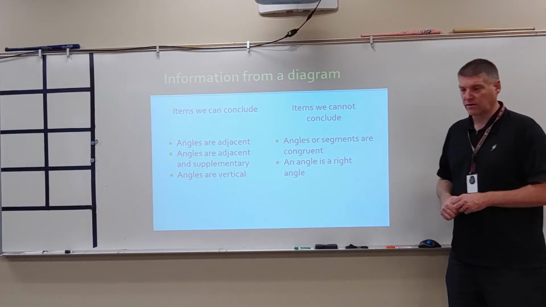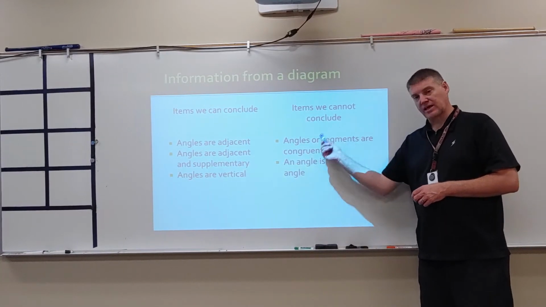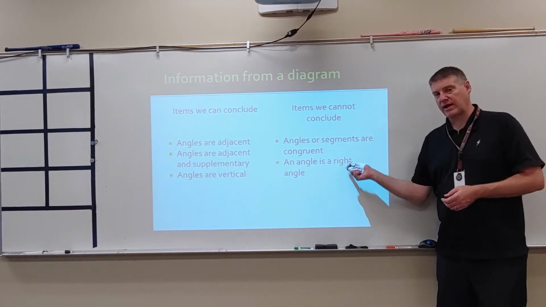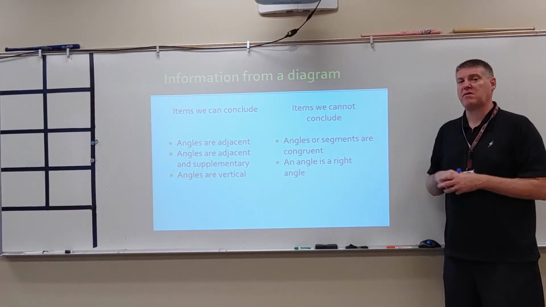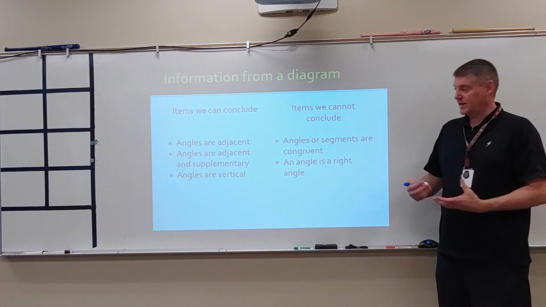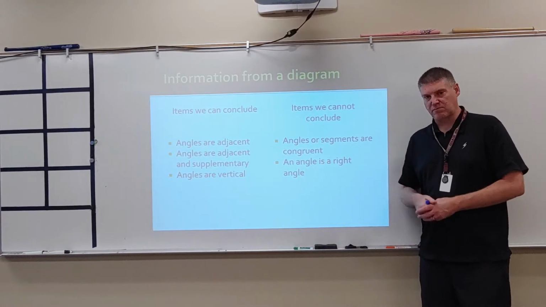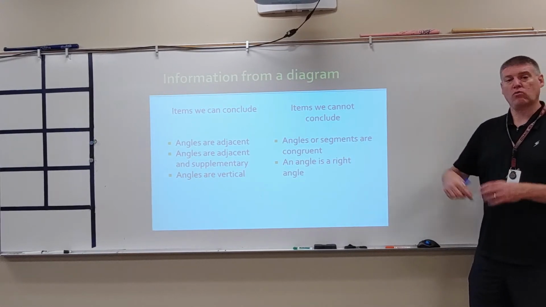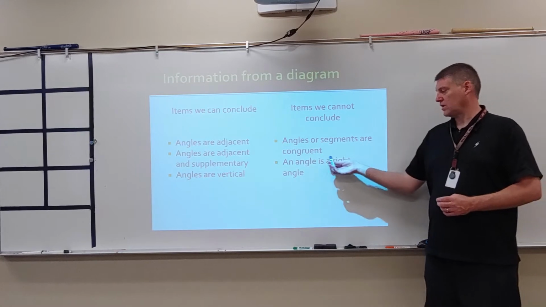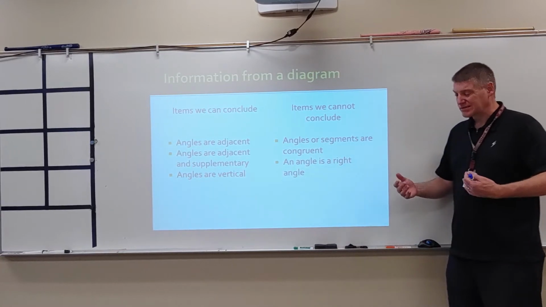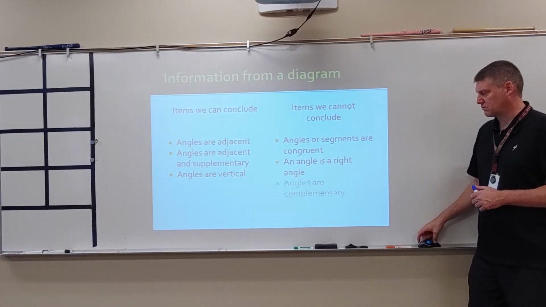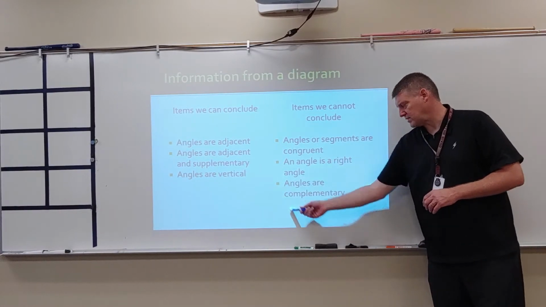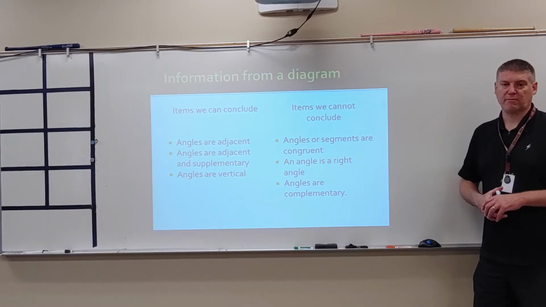An angle is a right angle. Again, to make sure this is a right angle, you need to have that right angle symbol. If you don't have it, it may look like a right angle, but it could be 89 degrees, 89.5 degrees, or 90.00001 degrees. It may look like a right angle, but we don't know unless we have that symbology. And because we don't know it's a right angle, we can't tell if they're complementary unless we have more information.